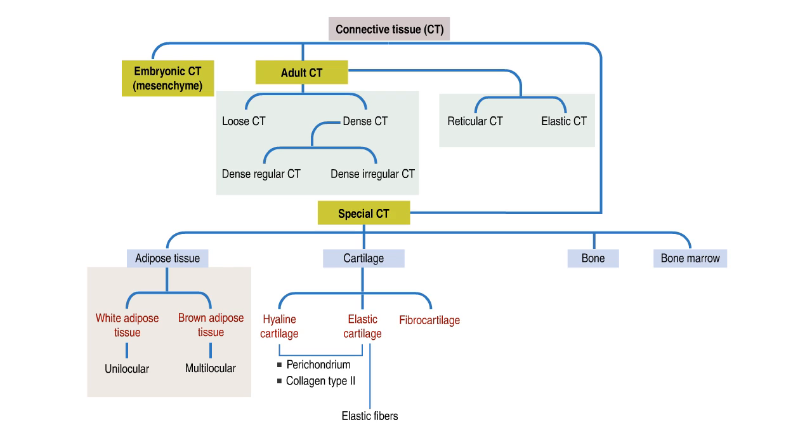Fibrocartilage is different from hyaline and elastic cartilage. It lacks a perichondrium, and type 1 collagen instead of type 2 collagen is present.